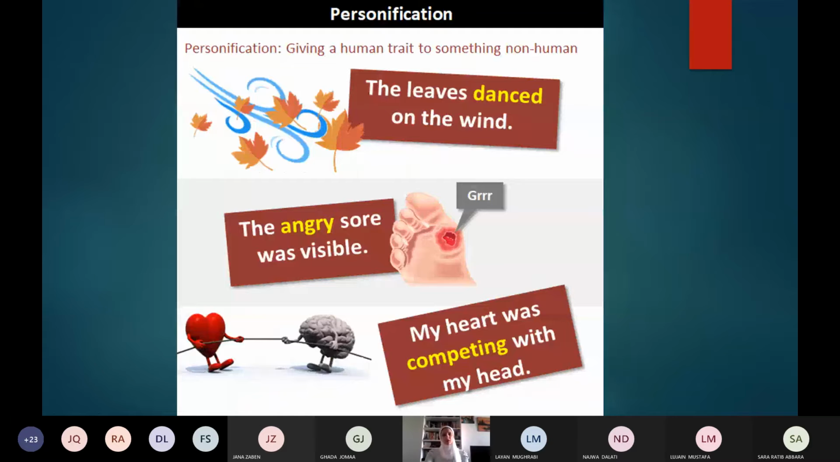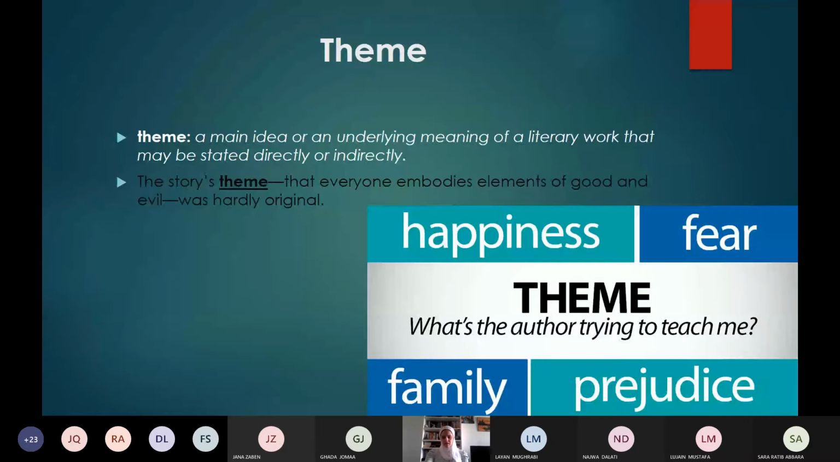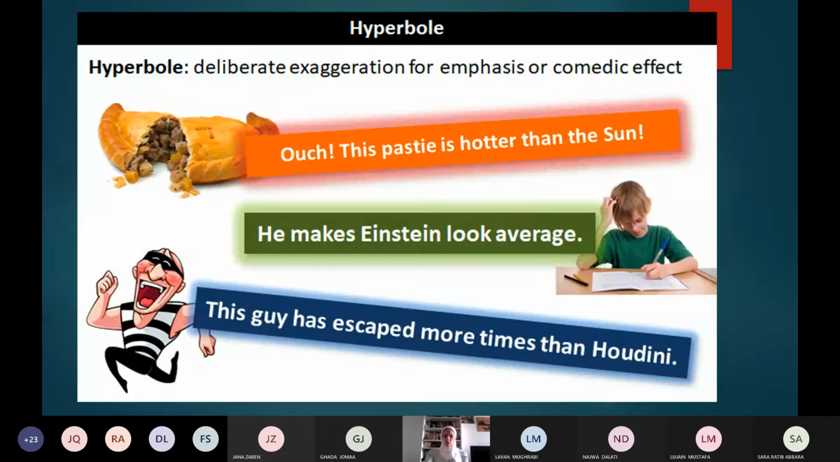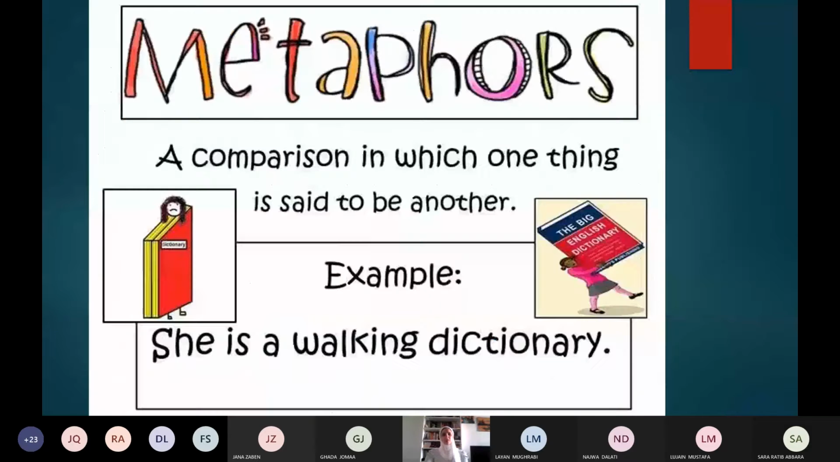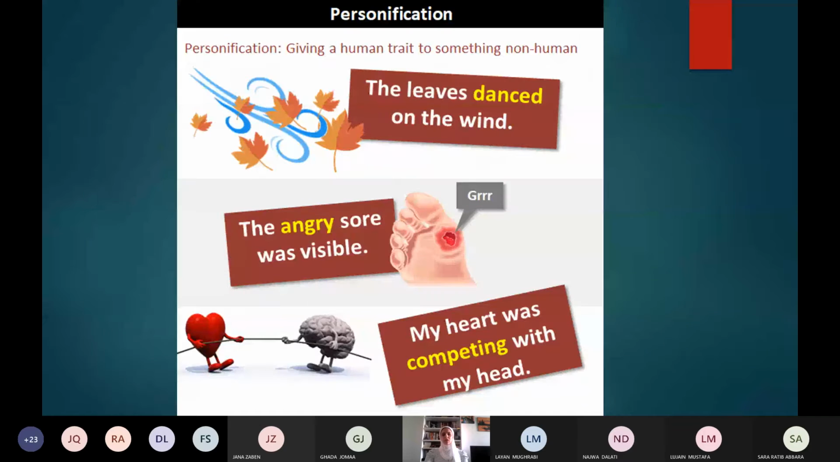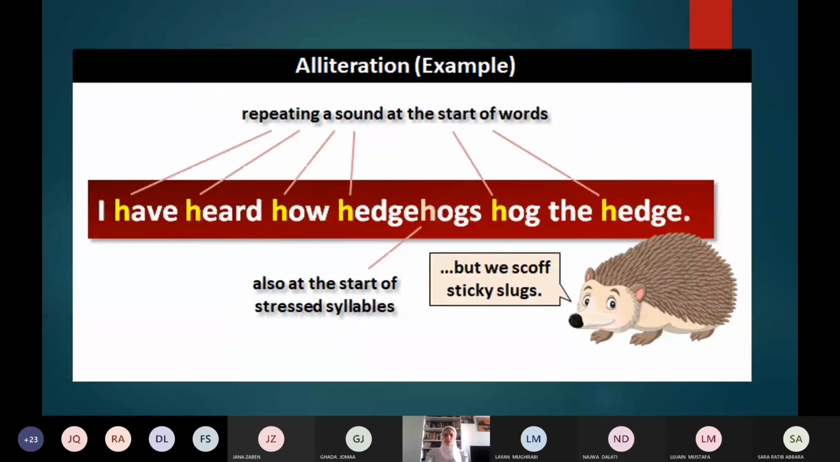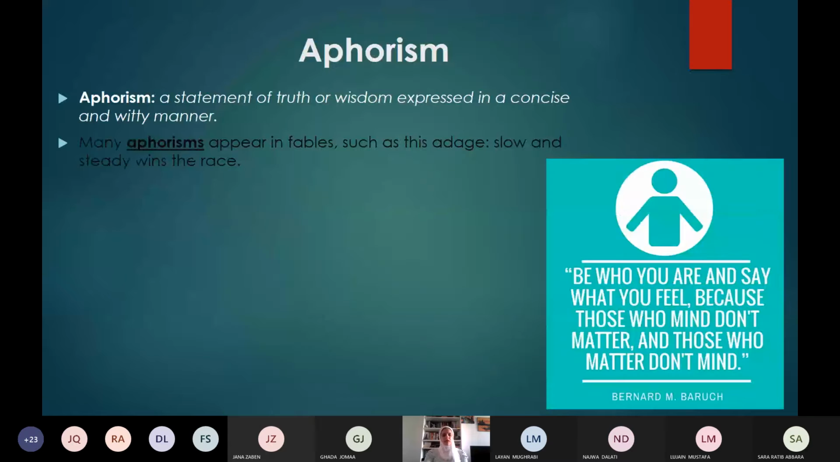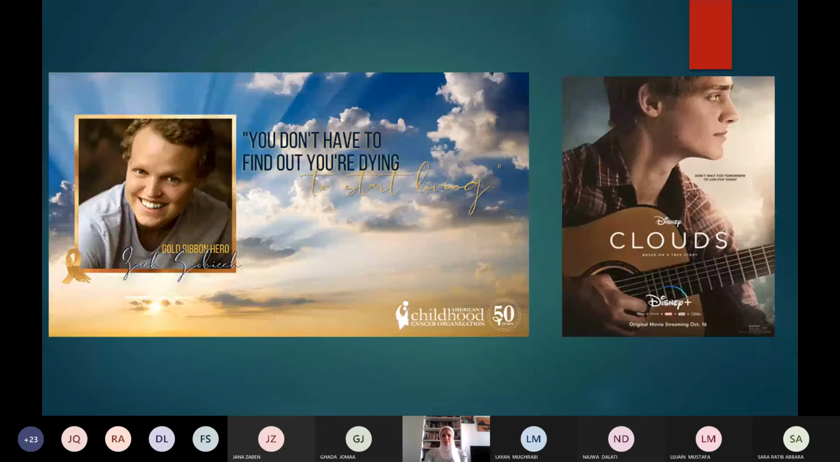Again, we check the artistic unity, theme, we know them. The figurative language, the new thing is hyperbole, exaggerating events, simile, metaphor and personification. Alliteration, repetition of the same sound at the beginning of the words. Onomatopoeia is when I write what I hear. And the aphorism, a smart saying or a wisdom. Okay?